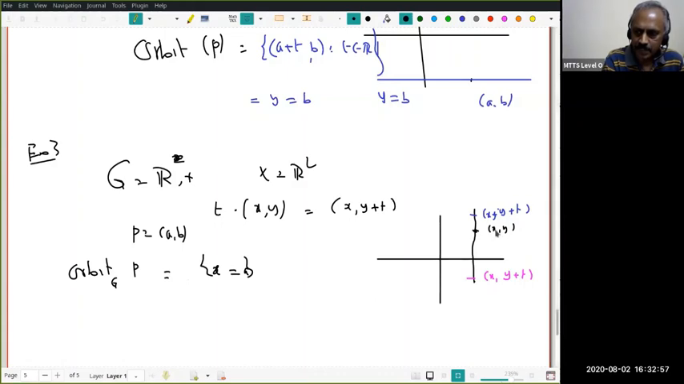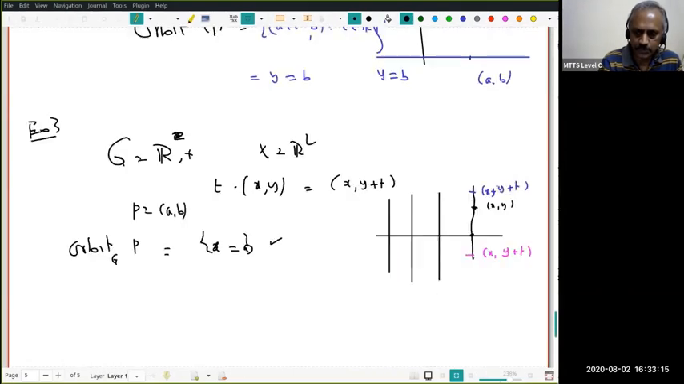If you call it A comma B, then it is A comma 0, this is a vertical line. Everything is, the x coordinate is fixed. You follow that? Again, the orbits are going to be all vertical lines which are parallel. Therefore, our observation still remains true.